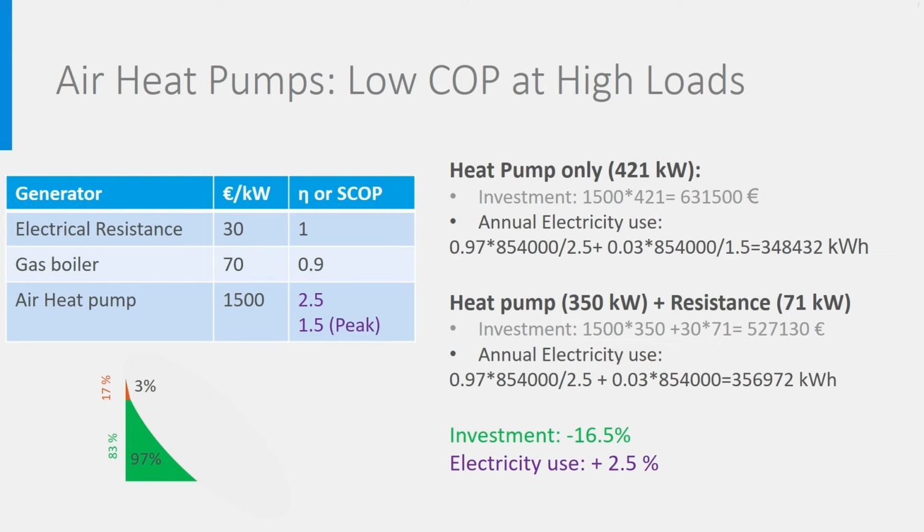We do it again for the combination heat pump plus electrical resistance, leading to 356,972 kilowatt-hour. The difference in electricity use is now much lower, only 2.5%, and this becomes an even more attractive alternative as the investment is much lower and electricity use hardly increases. In fact, in many air heat pumps, an electrical resistance is already integrated in the heat pump.